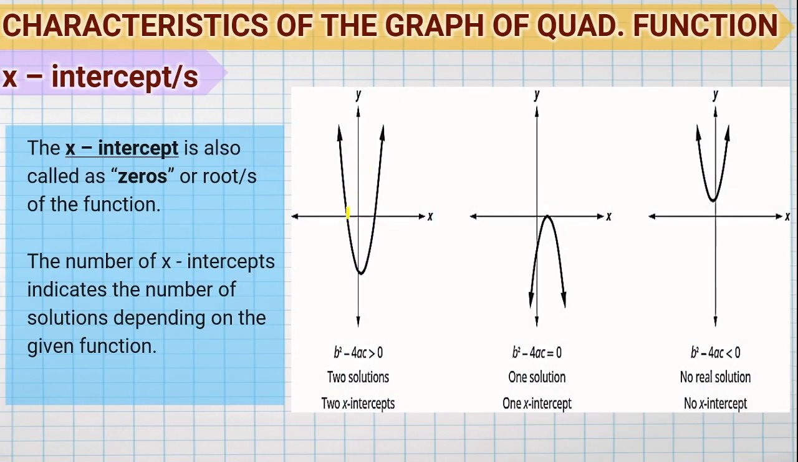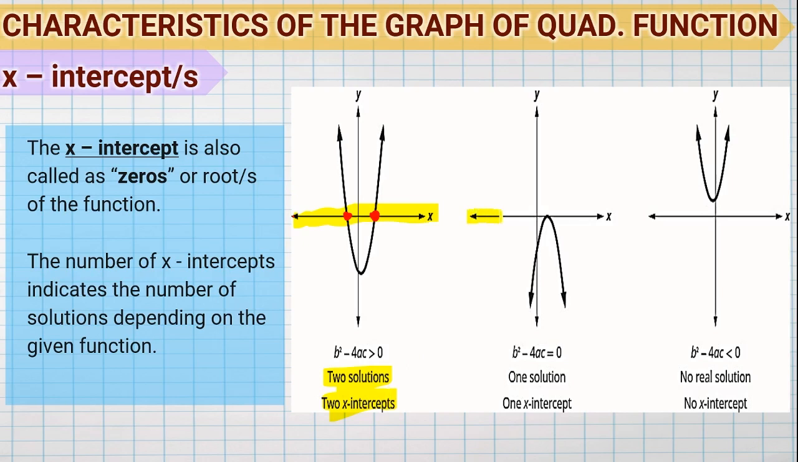So, kung mapapansin nyo, dito sa una, the parabola intersects your x-axis. Ito yung x-axis natin. Tumama siya ng 2 beses. That means you will be having 2 solutions. Ilan yung x-intercepts mo dyan? 2. Katulad ng example natin kanina.